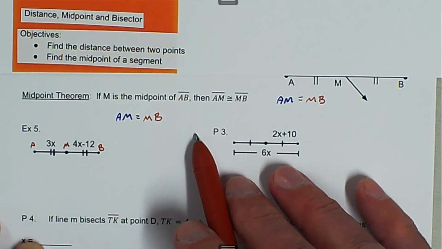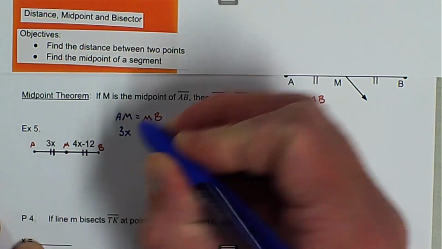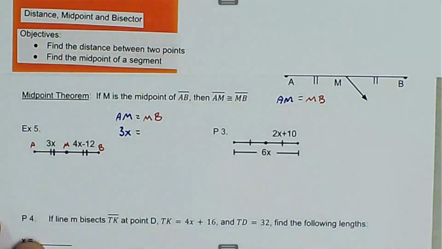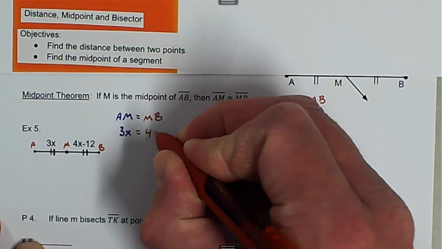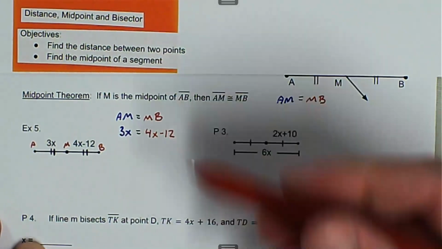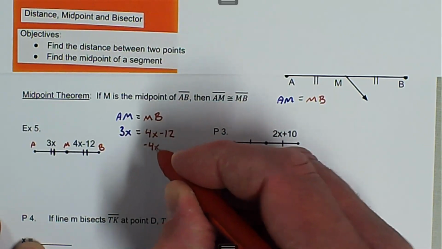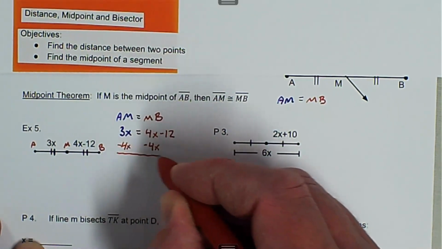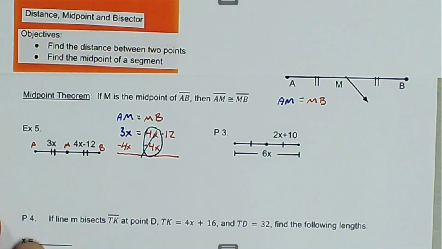So we have our statement written, and now we can substitute the values in. We know that AM is equal to 3x, so I'm going to substitute 3x in for AM. We know that MB is equal to 4x minus 12, so I'm going to substitute in 4x minus 12. Now that we have it all set up, we want to get the x's together, so I'm going to subtract 4x from both sides of the equal sign because of inverse operations. And the reason that we did that is because we want to get rid of this 4x on that side. So 3x minus 4x is going to be negative 1x, which is equal to negative 12.